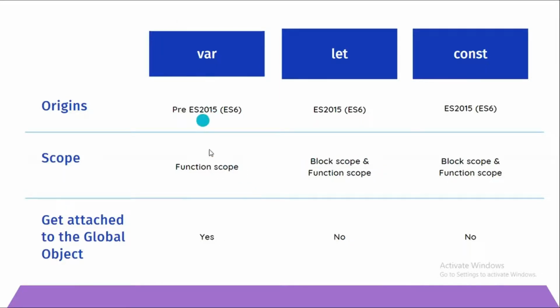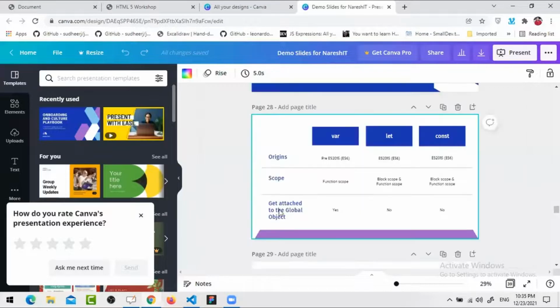With var's function scope, if you write inside an if statement or a for loop, it will be accessible outside also, but let and const will not be accessible. We have seen that or not? Yes, sir. So the third thing we are going to discuss today is getting attached to the global object. What is the meaning of that? That we will see. So in var it is yes, let no, const no. Fine.